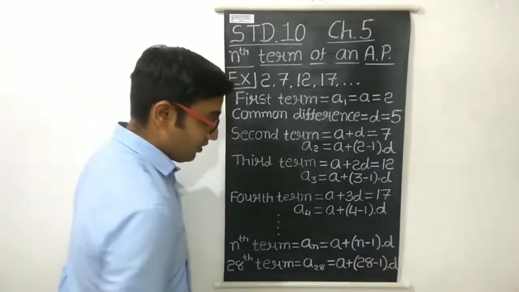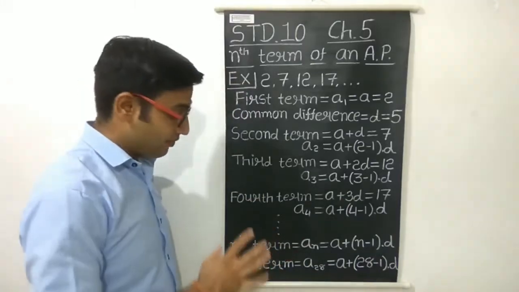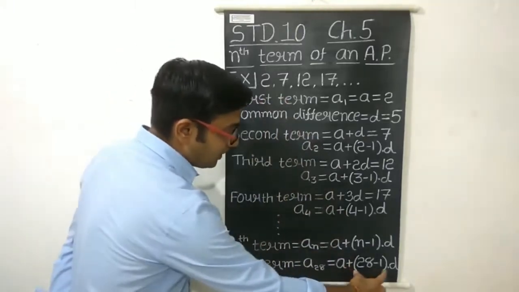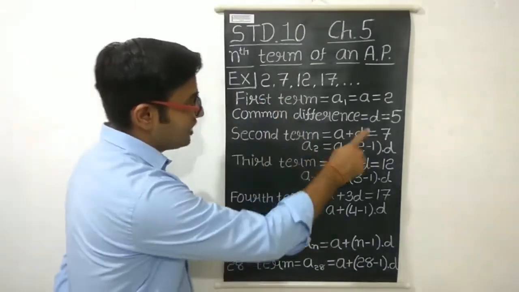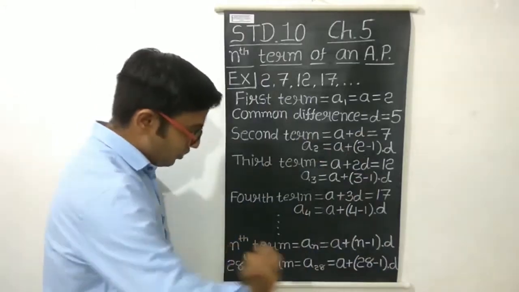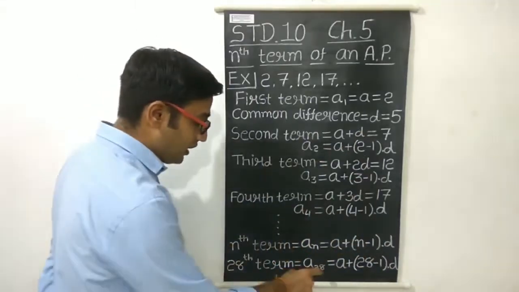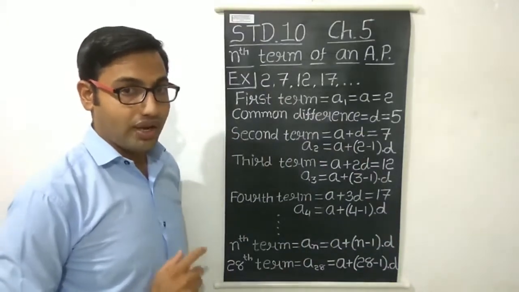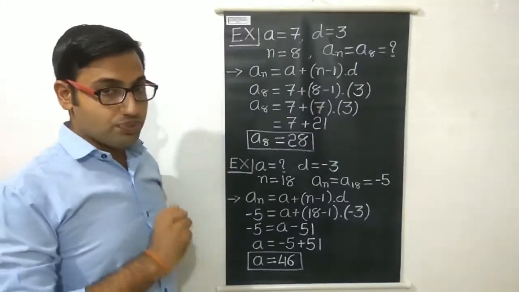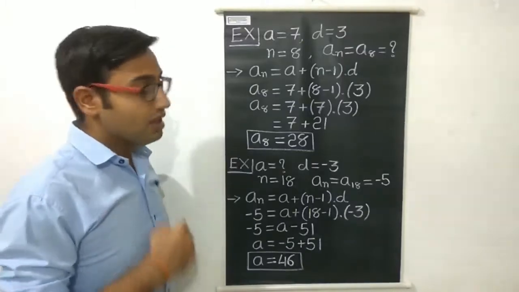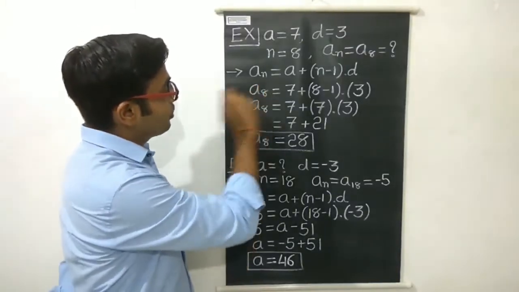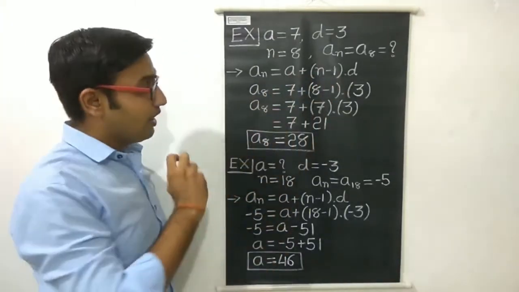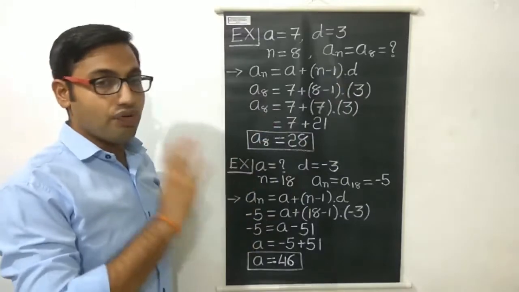So 28 minus 1 is equal to 27. Here we can put the value of a as 2. Here we will get 27. And what is d? d is 5. So by doing this simplification, we can get the 28th term of this AP. Understand? Okay. So which formula did we derive to find the nth term? We derived the formula an is equal to a plus n minus 1 into d. Using this formula, we can find any term of an AP.